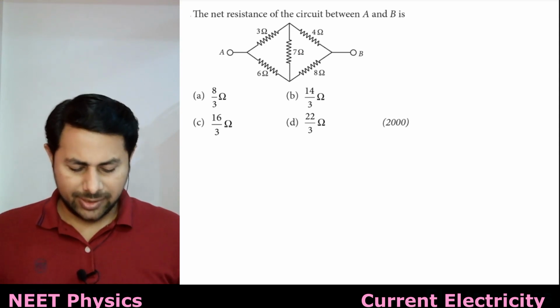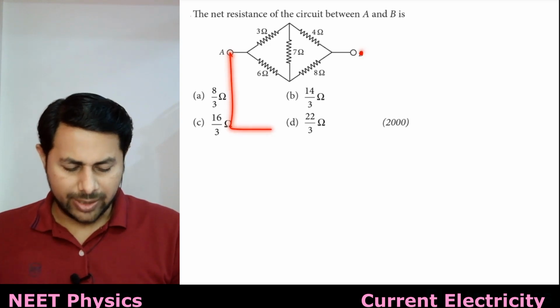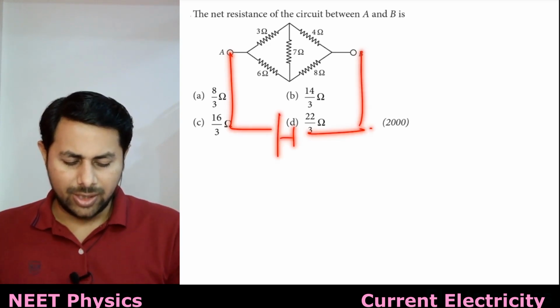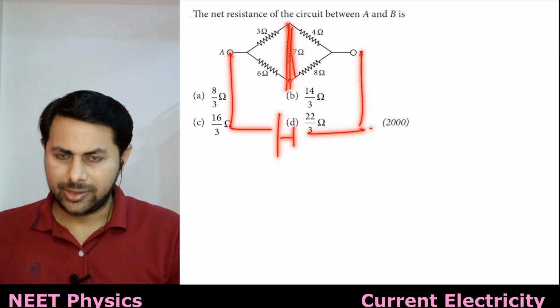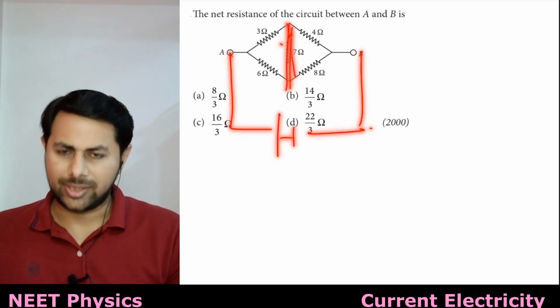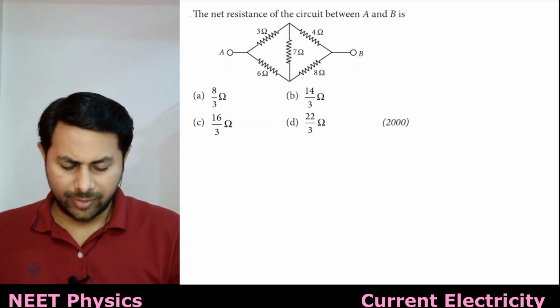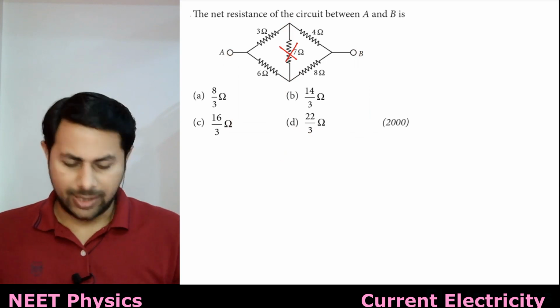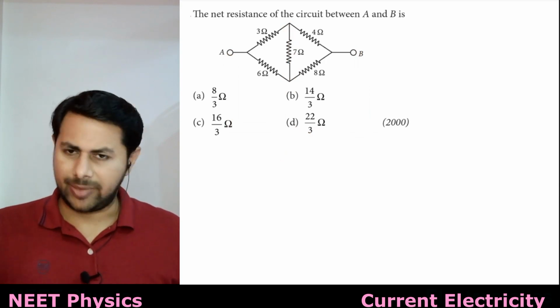If the bridge is balanced, then even if you connect some battery here, there would be no current flowing through this branch. So if there is no current flowing through this branch, means it is ineffective. Okay, the branch is ineffective, right? But let's check whether it is ineffective.